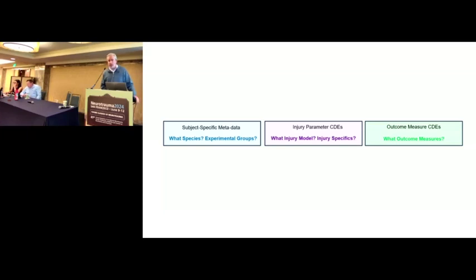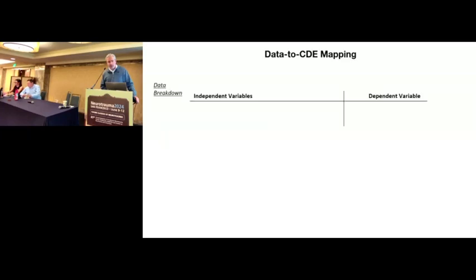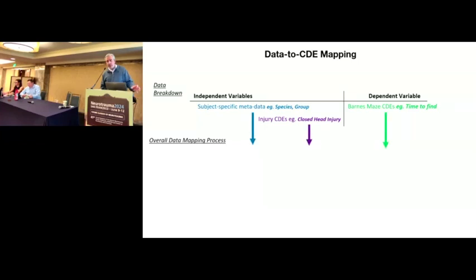The actual dependent variables that we're measuring and testing statistically. So just to give you an overview of how we would typically map our data to CDEs, if we kept it within these three domains that I mentioned, we would have our independent variables, the subject-specific metadata, and our injury CDEs, for instance, if we're doing a closed head injury, and our dependent variable being our Barnes maze. We can go into each one of these sections, and we'll do this in just a moment. We'll use the actual Barnes maze as an example. We can go into these domains and pull down the relevant CDEs that we need for those.